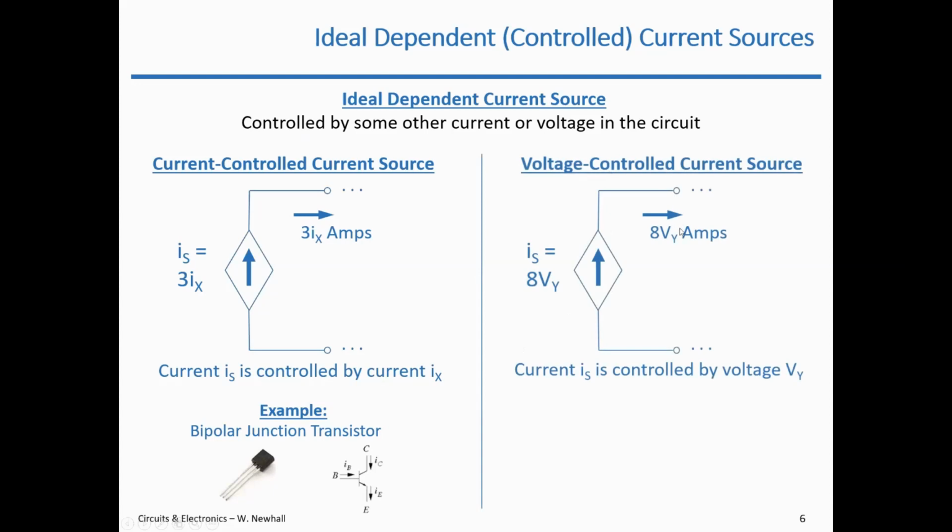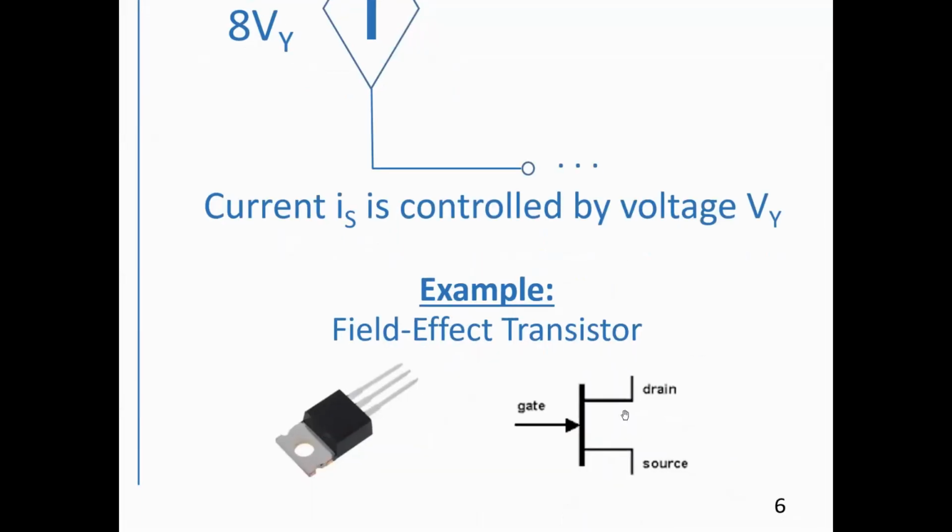A voltage-controlled current source is still a current source. It's just controlled by a voltage. In this case, Vy controls the current Is. So a good example of this is a field effect transistor. It essentially senses the gate to source voltage here between these two terminals, and the drain current is controlled by the gate to source voltage.